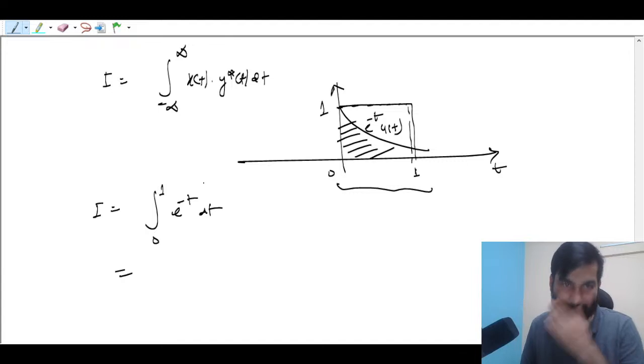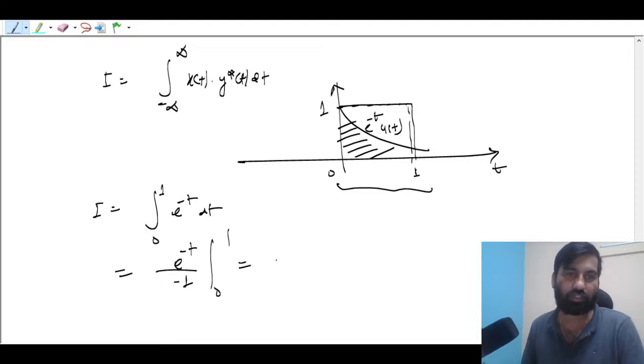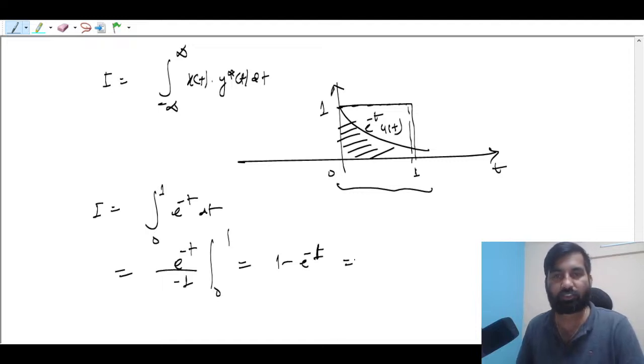So I think this is clear. It is nothing but e raised to power minus t by minus 1 from 0 to 1, so it becomes 1 minus e raised to power minus 1. This will give you around 0.6321. This is the answer for the question.